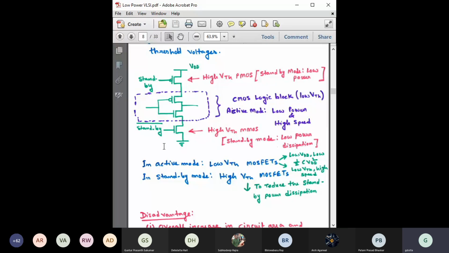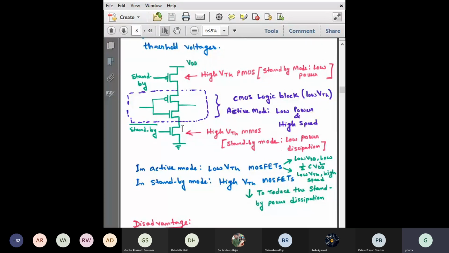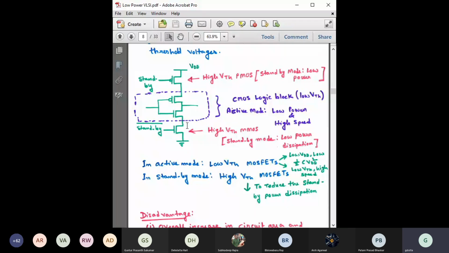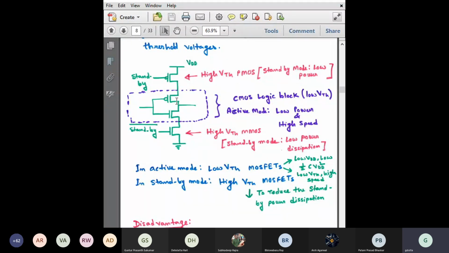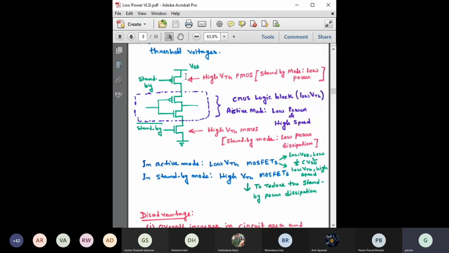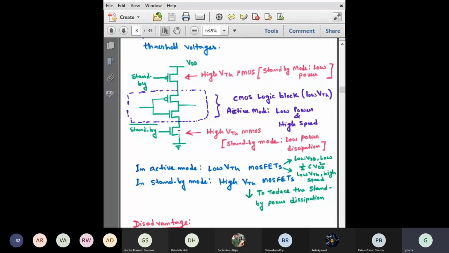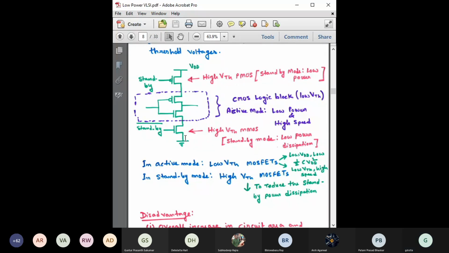But the important thing here is: what about the size or width of this standby transistor? Obviously during active condition, you want this PMOS and NMOS to offer the lowest on resistance, so that the voltage drop across them is reduced and you get the maximum current. For that, you have to increase the size of this PMOS as well as this standby NMOS.